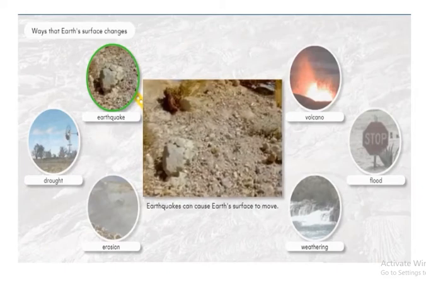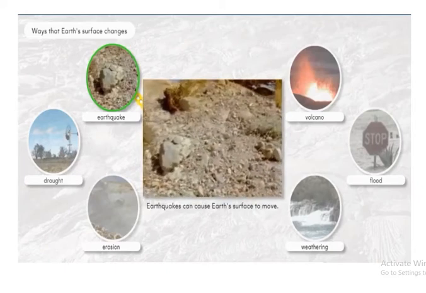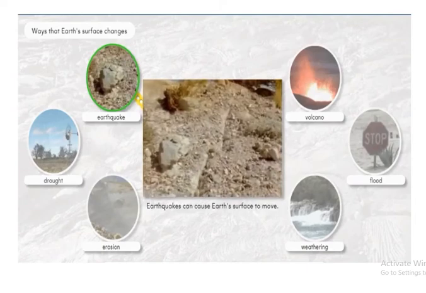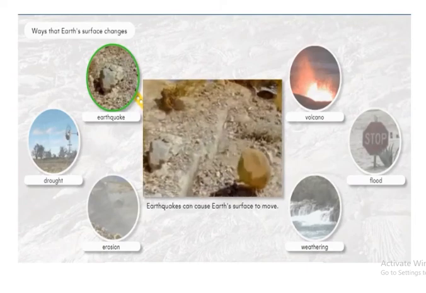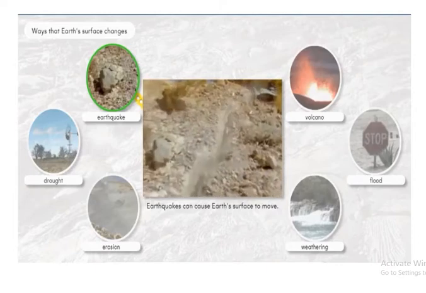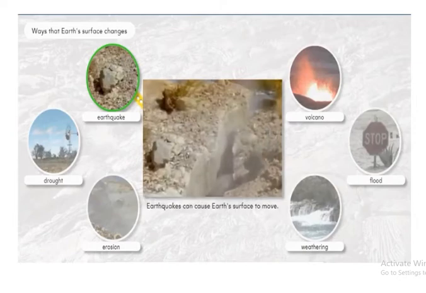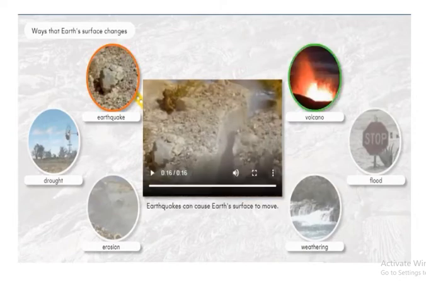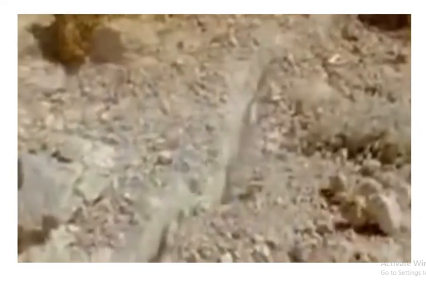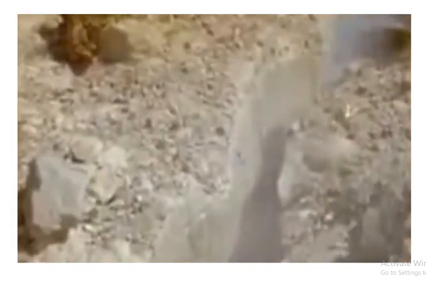What is an earthquake? An earthquake is a shaking of Earth's surface that can cause land to rise up and down. When the ground shakes, it can cause buildings and houses to fall down. It can also cause mudslides and landslides. Look how the land is rising up and down. Look at the shaking of Earth's surface.